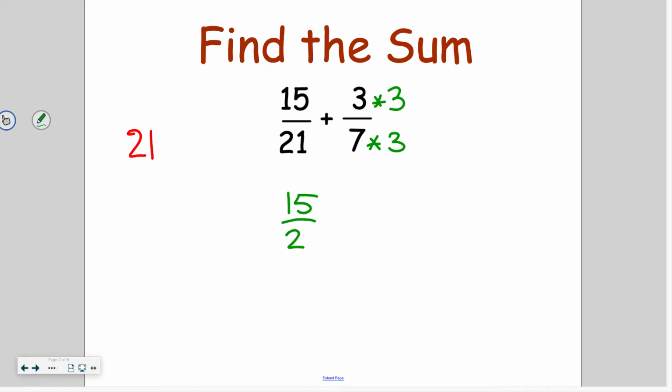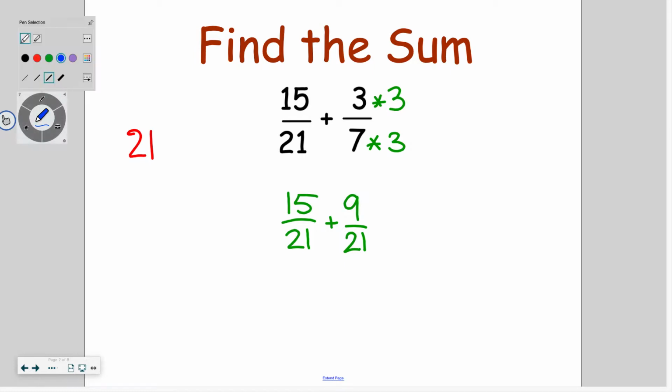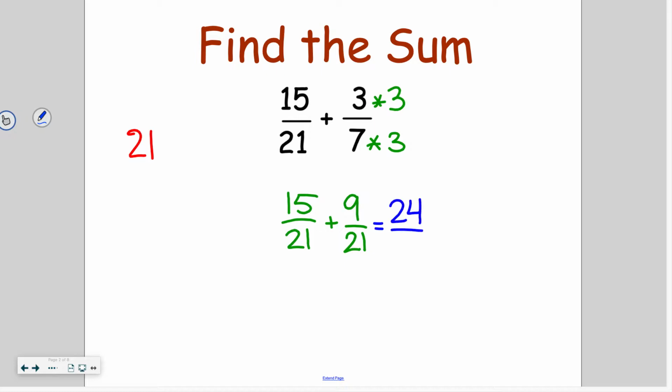15 over 21. That one didn't change because 21 is our common denominator. And then we've got 9 over 21, because 7 times 3 is 21. Then we follow the rules that we learned in yesterday's lesson, which was adding and subtracting like fractions, where we add the numerators, so 15 plus 9 is 24, and keep the denominator the same. So we have 24 out of our 21 pieces.